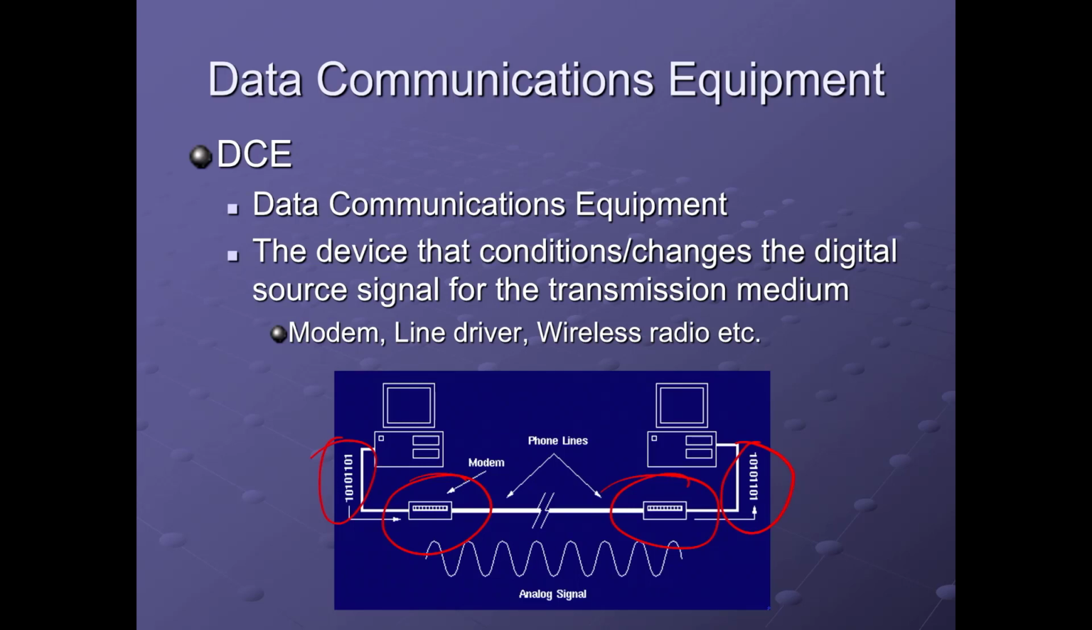And one way to think of a DCE is as an A to D converter and a D to A converter. In the transmit direction, it's converting digital information to analog, whether it be light, radio, and so on. In the receive direction, it's converting an analog to a digital signal to pass that on to the receiving or destination terminal.